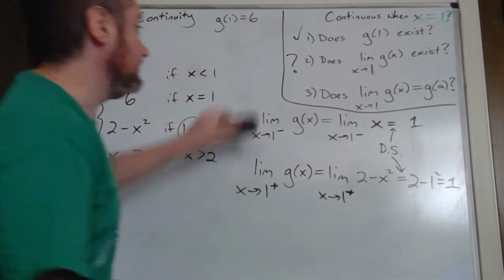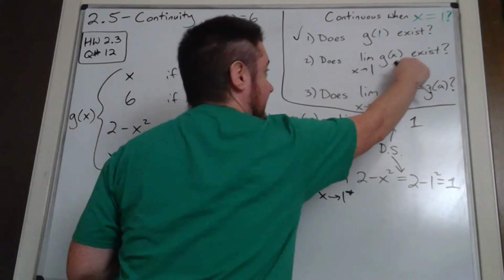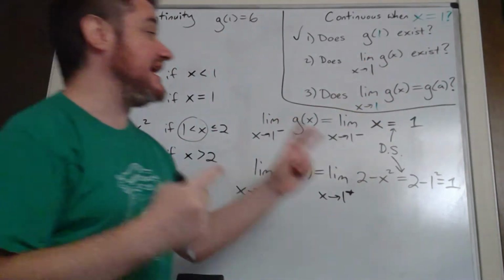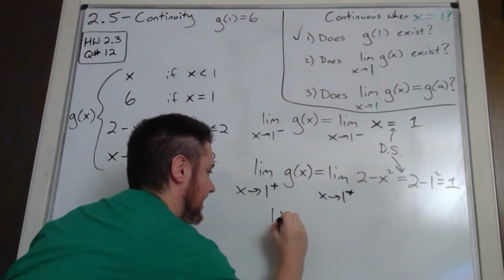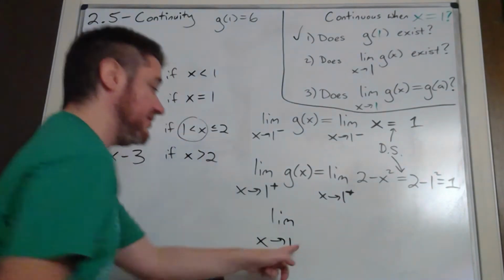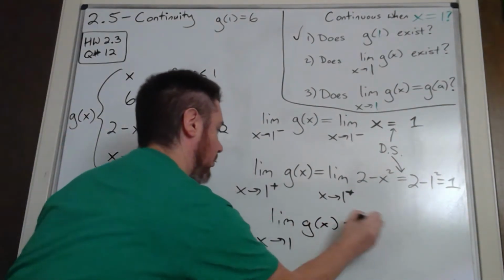But let's see what's going on. Does the limit as x approaches 1 of g of x exist? The answer is yes, it exists, and the limit is 1. So I could write that in my own notation now: the limit as x approaches 1, with no superscript, of my function g is equal to 1.